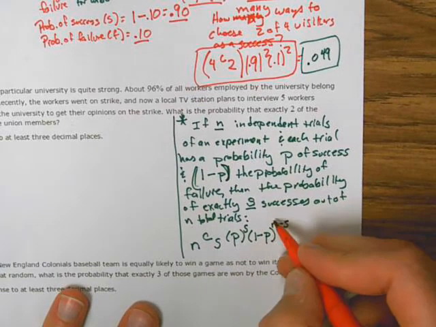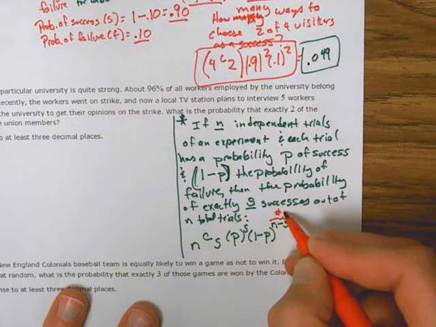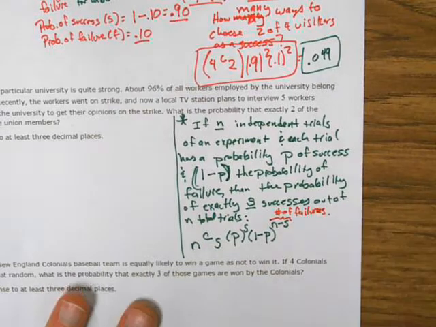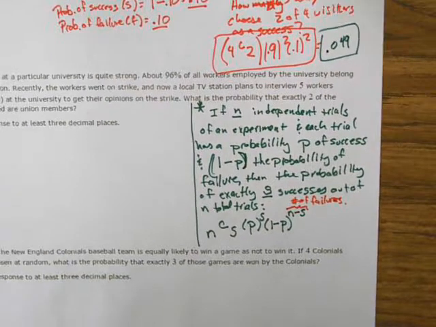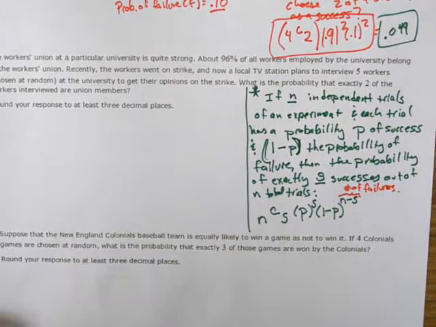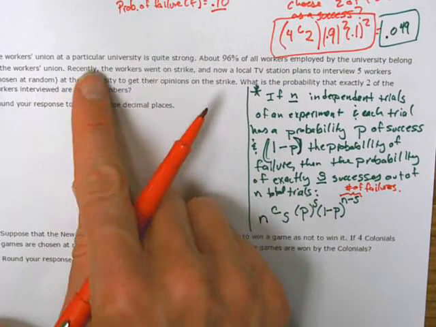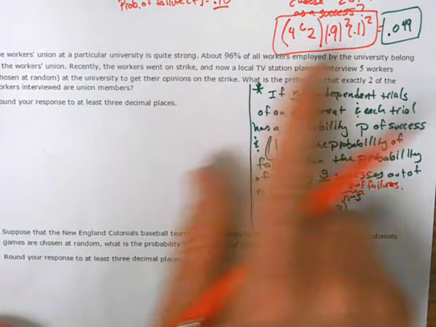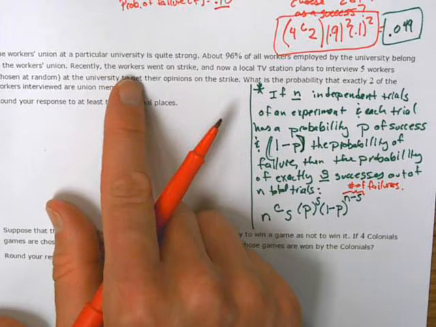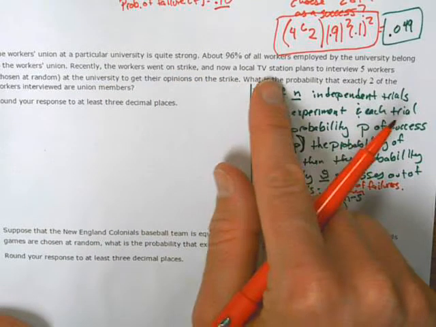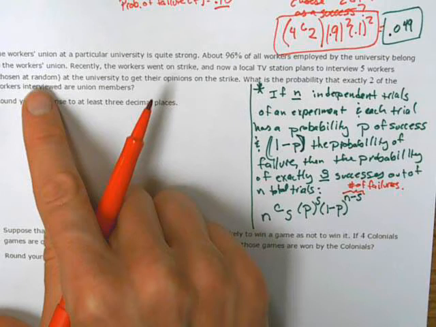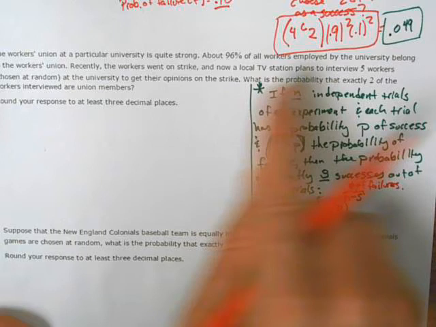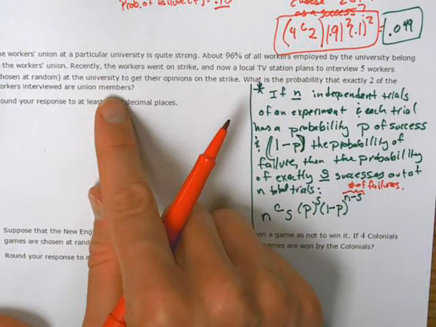So all this is the number of failures. Let me show you how to apply that to the next problem, and I think you're going to see it's not that bad. The workers' union at a particular university is quite strong. It says 96% of all workers employed by the university belong to the union. Recently, workers went on strike, and now a local TV station plans to interview 5 workers chosen at random at the university to get their opinions on the strike. What's the probability that exactly 2 of the workers interviewed are union members?